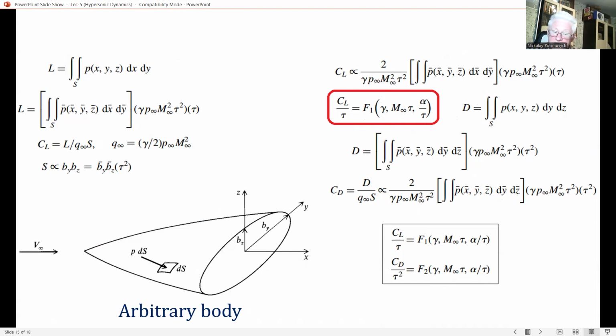Now, let's return to the component of the force p dS in the x direction, which is p dy dz. Hence the drag D can be written in this form, where the projection of dS is dy dz. So drag may be rearranged in this form, and the coefficient CD can be rewritten in that form. Or simply we may write CD over tau squared as a function of gamma, M infinity tau, and alpha over tau, referenced to the base area.